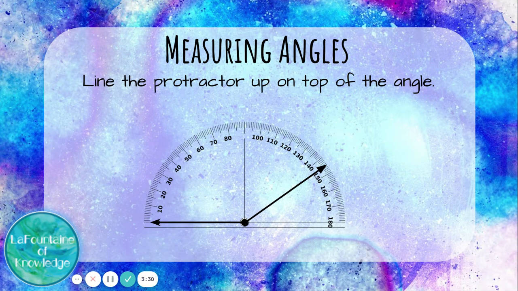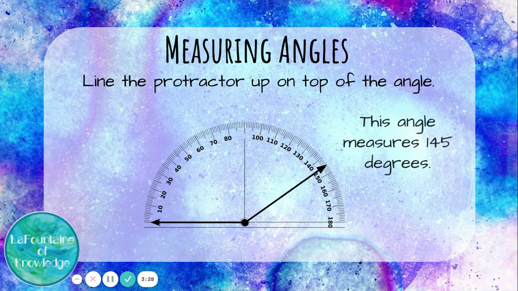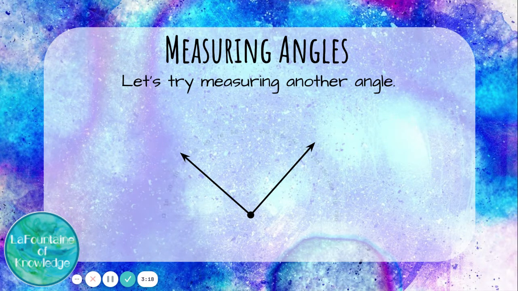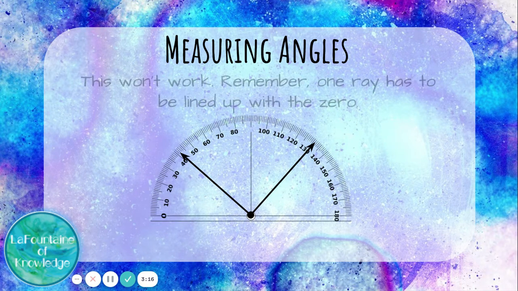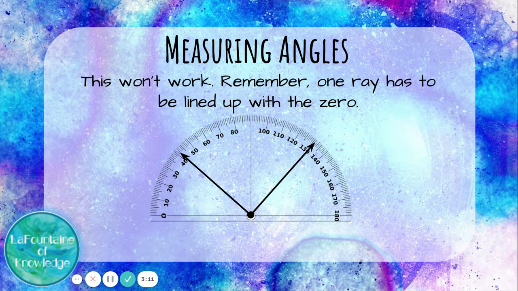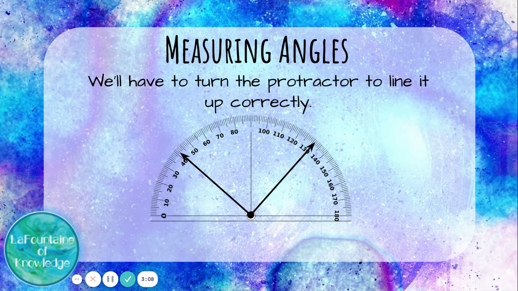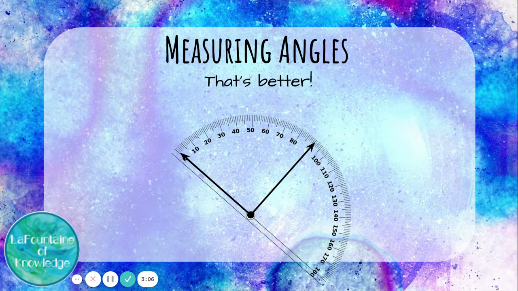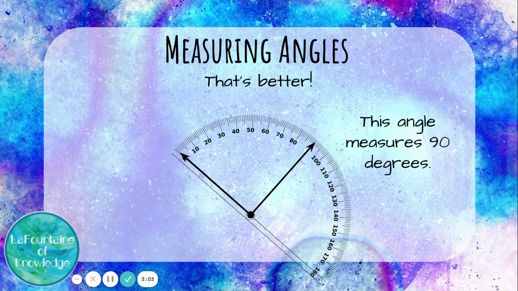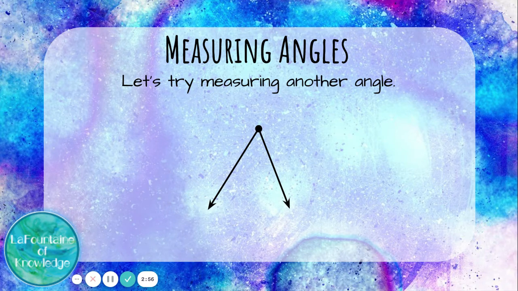Line the protractor up on top of the angle. This angle measures 145 degrees. It's an obtuse angle. Let's try another. This won't work. Remember, one ray has to be lined up with the zero. We'll have to turn the protractor to line it up correctly. That's better. This angle measures 90 degrees. It's a right angle. Let's try measuring another angle.